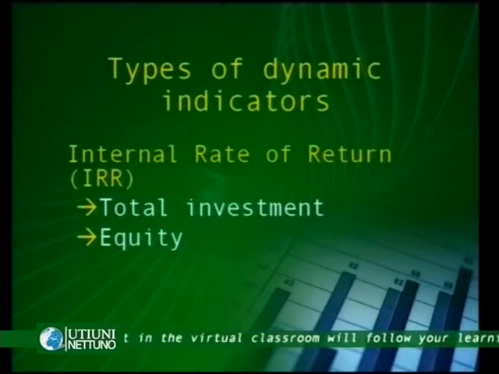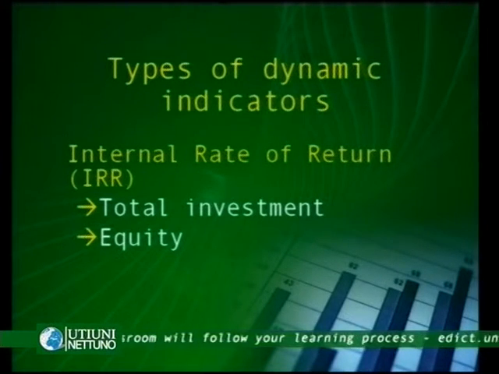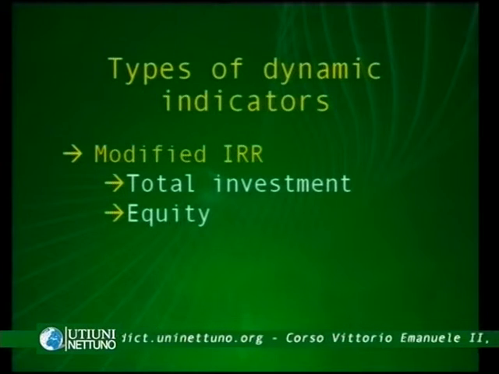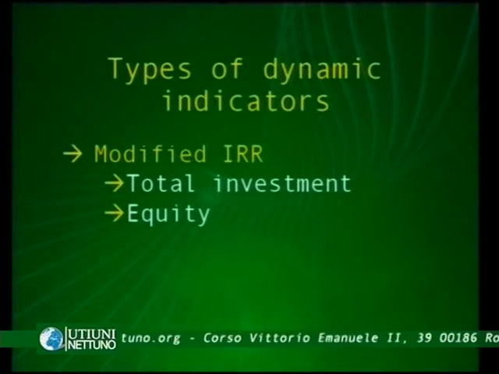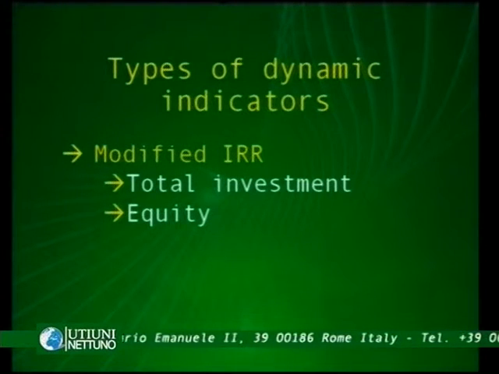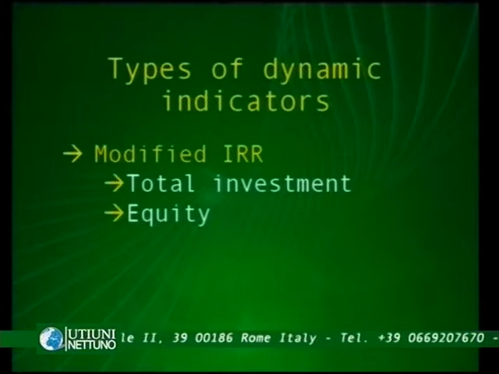And also in this case we can look at the return of the total investment made by all the investors, or the return only on the investment of equity, or the investment made by shareholders. And then we have the modified IRR, that is basically very similar to the IRR, but in this case we correct for one particular aspect, that is the assumption about the investment rate during the life of the project.